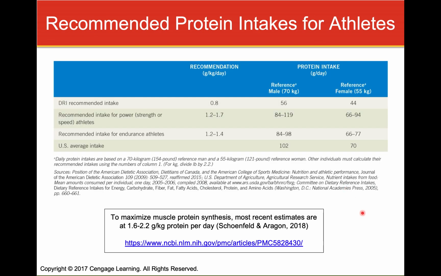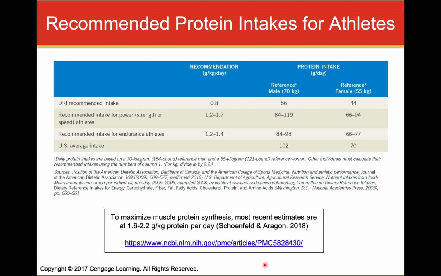So we have recommended protein intakes for athletes. For the general population, we learned 0.8 grams per kilogram. When we look at strength or speed athletes, 1.2 to 1.7 grams per kilogram. And when we look at endurance athletes, 1.2 to 1.4 grams per kilogram. Now, these are the recommendations from our book.